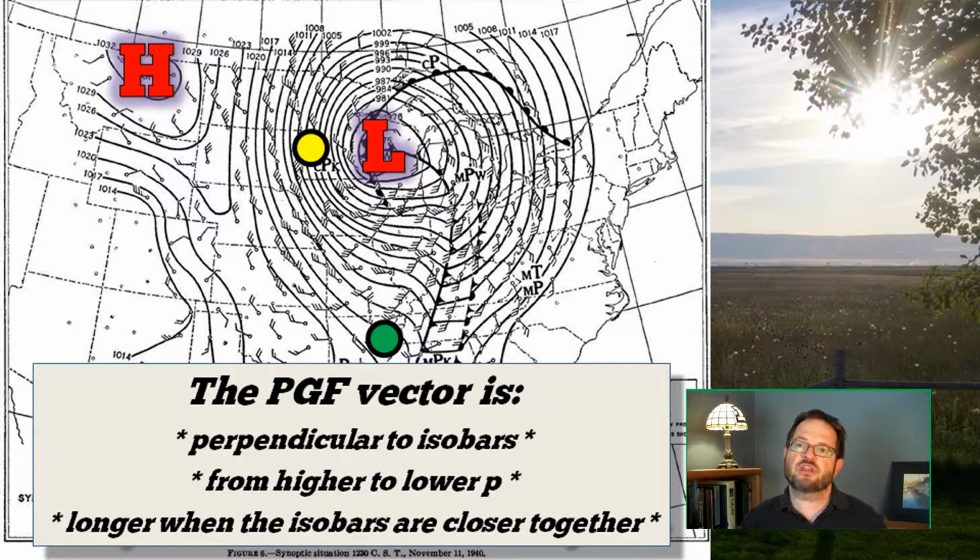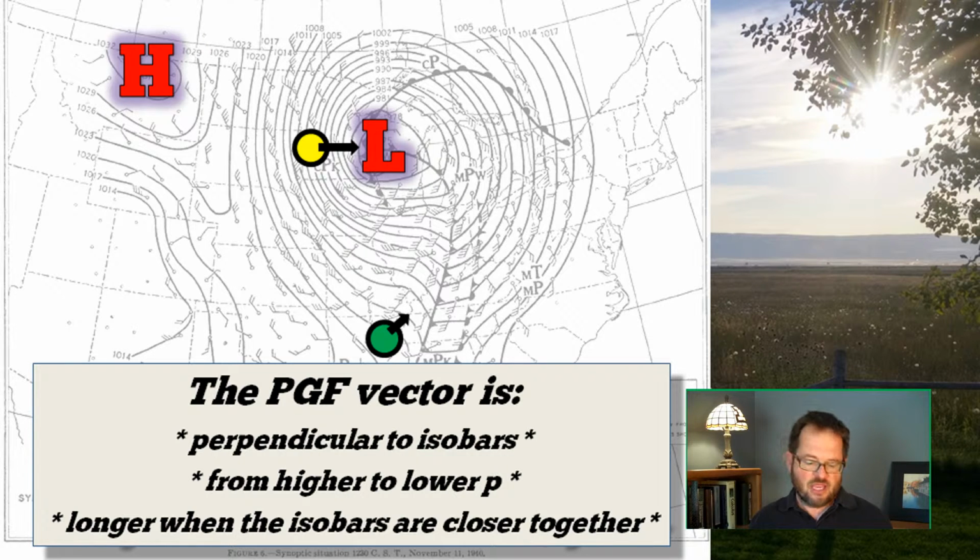And when you draw these pressure gradient force vectors, you always want to draw them perpendicular to the isobars. Okay? And you want them to be directed so that they are pushing from higher towards lower pressure, and draw them longer the stronger the pressure gradient force should be. In other words, the closer the isobars are together, make your vectors longer.